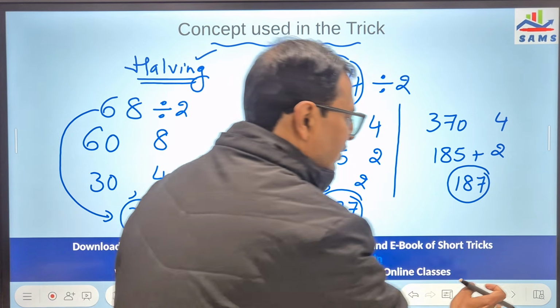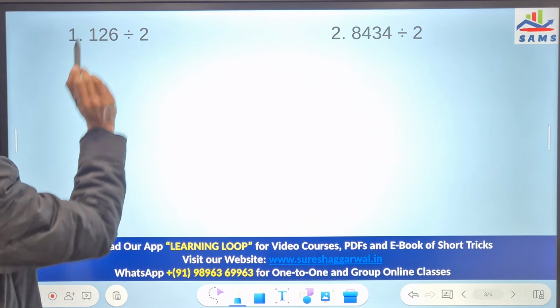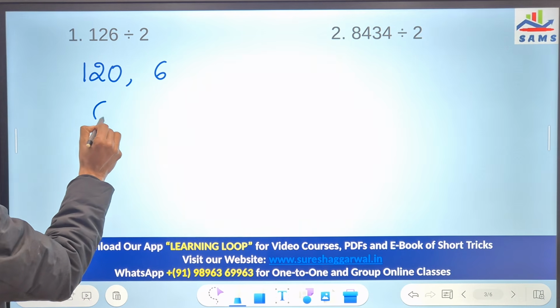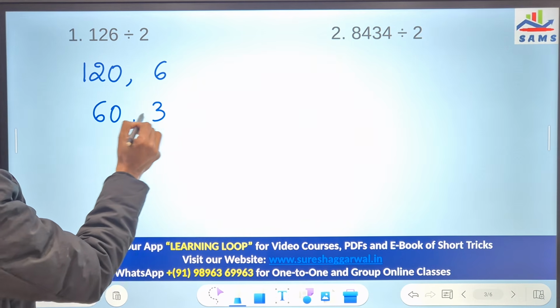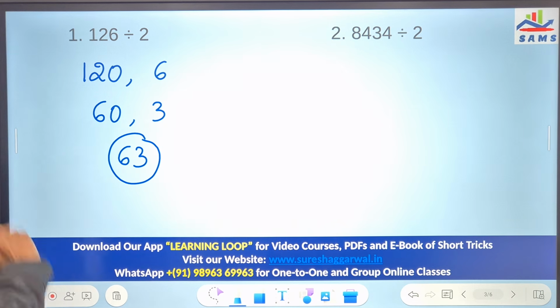Now let's apply it to solve some questions. Here we have a simple number 126. So I will take 120 and 6, which becomes 60 and 3, and when I speak them together it is 63, which is the answer for the question.